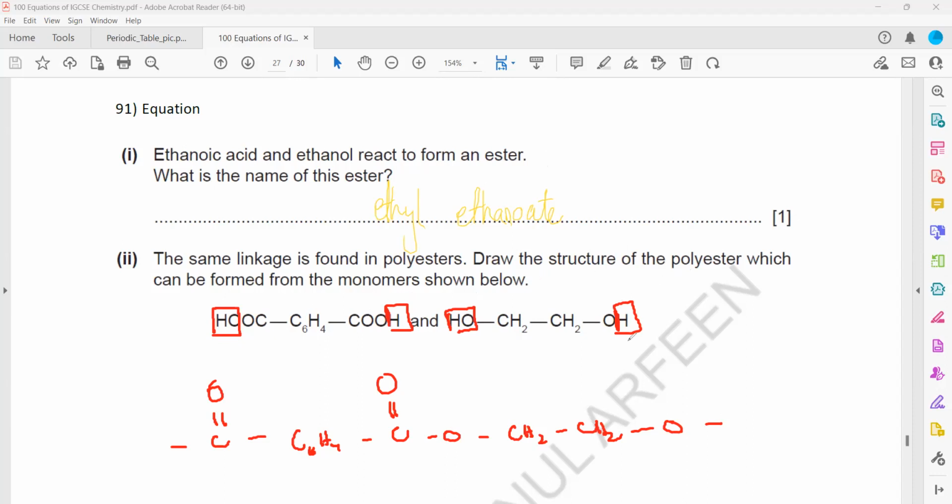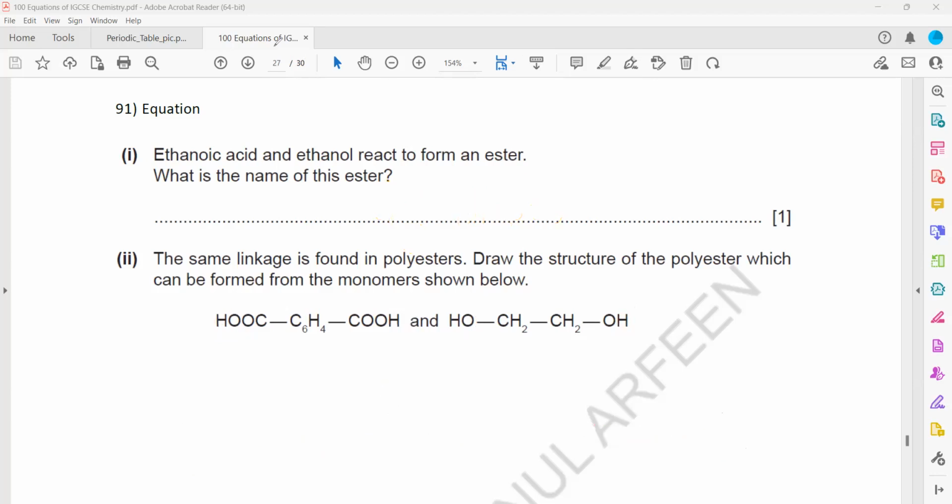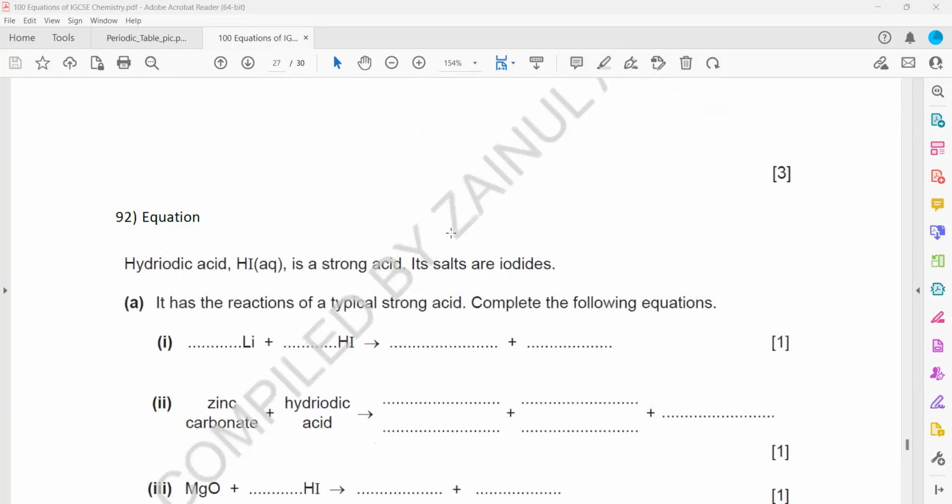They just ask, you don't have to put a bracket and n here, it is fine. If you put a bracket, that is also okay. But you just have to draw the structure of a polyester which can be formed from the monomers shown below. So putting a bracket and n is also correct. As it did not specify an n molecule, showing a linkage and structure was having a mark.